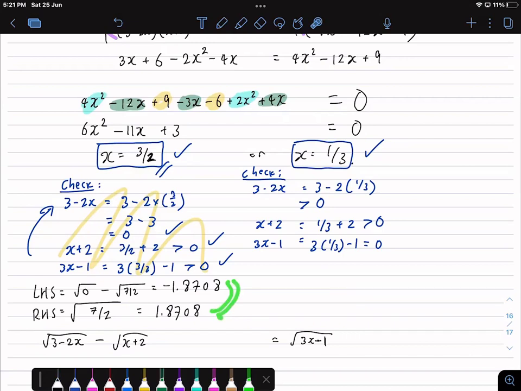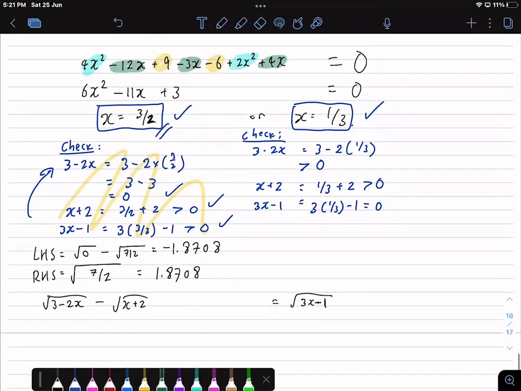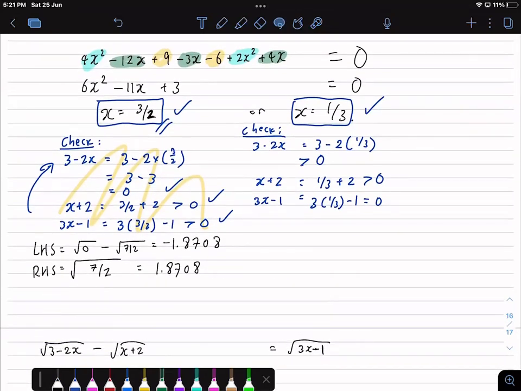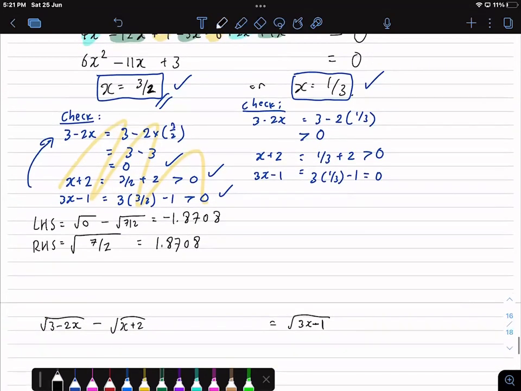No, one is negative, one is positive. Then what do we conclude? Since left-hand side, okay, this equation you don't need to copy down, I just copy down for reference only. Then you say since LHS is not equal to RHS, this concludes x equals 3 over 2 is rejected.